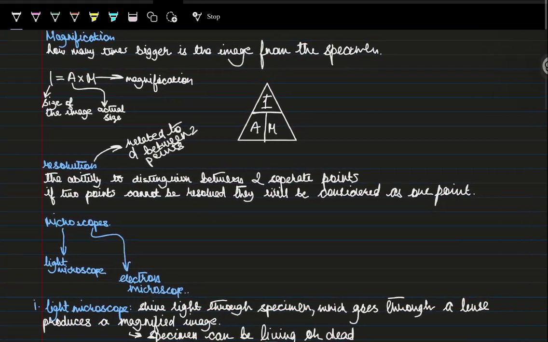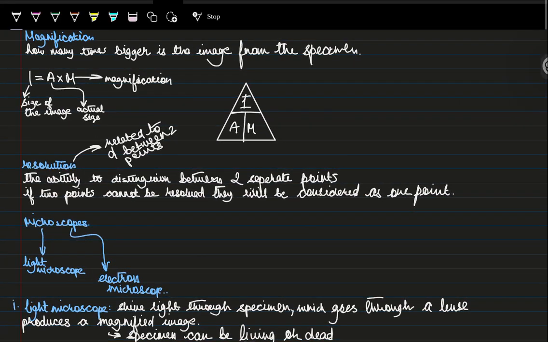Resolution is the ability to distinguish between two separate points. If 2 points cannot be resolved, they are considered to be as 1 point. It is related to the distance between 2 points.